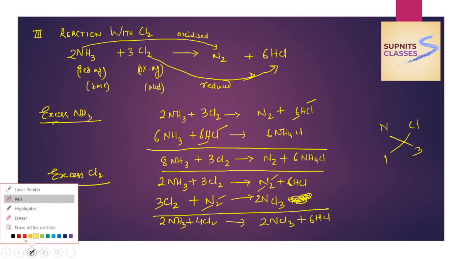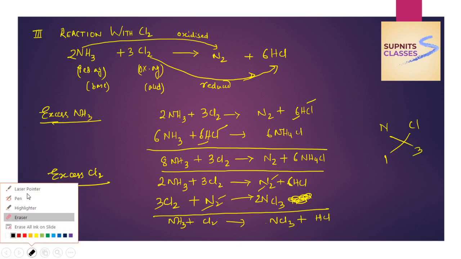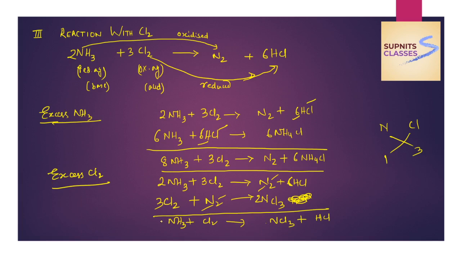So you need to just make the balancing correct. Final one. You need not write it here, you can write in the next line. I don't have space, that's why I am using it here. So NH3 plus 3Cl2 gives NCl3, and here it will be 3HCl. Done.